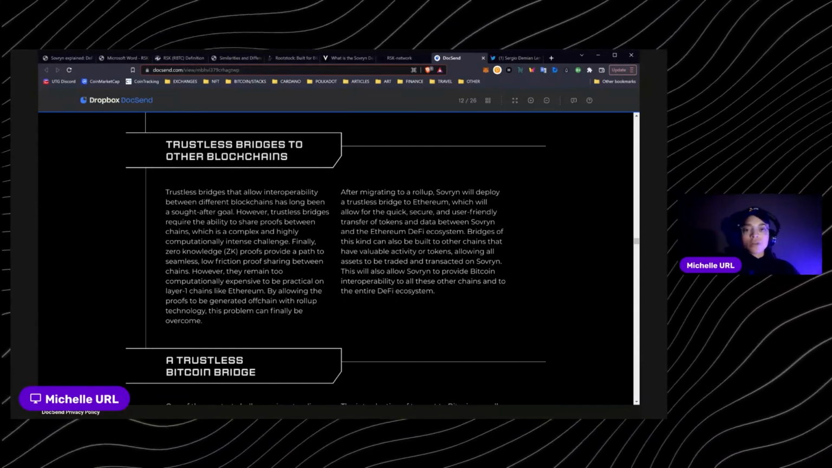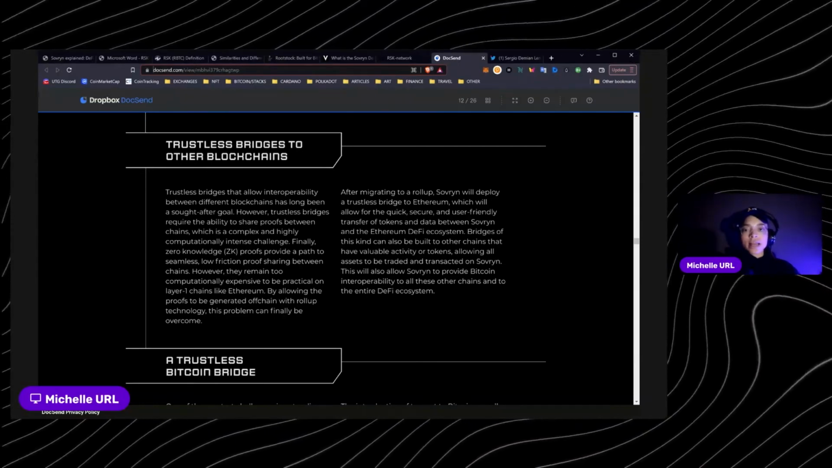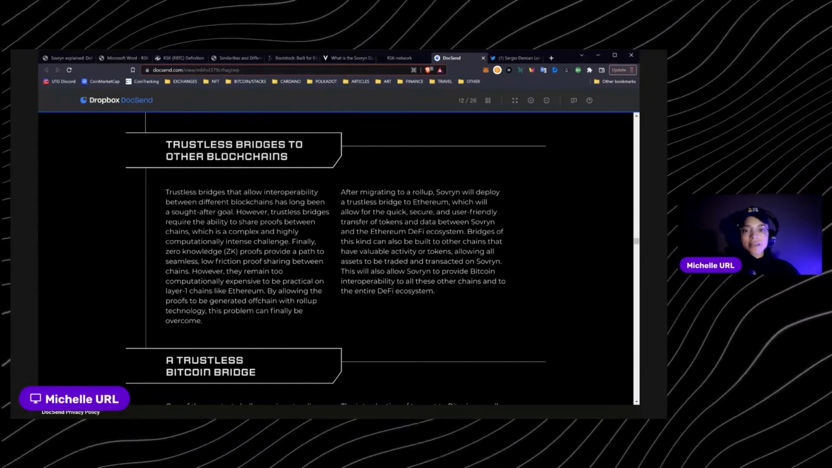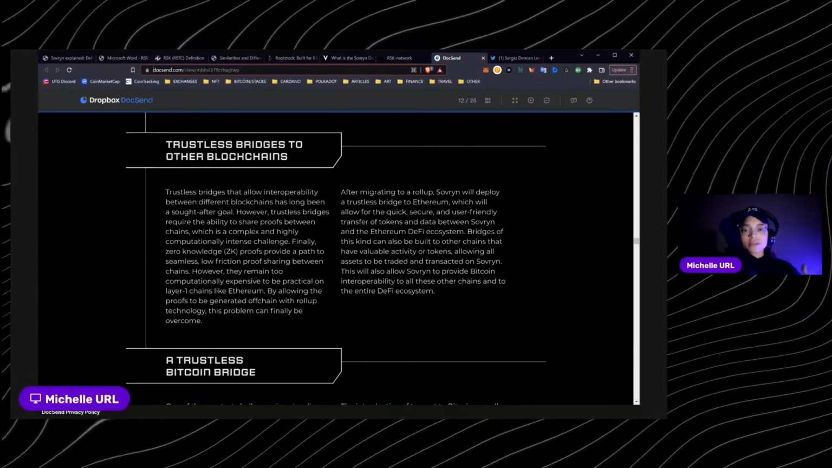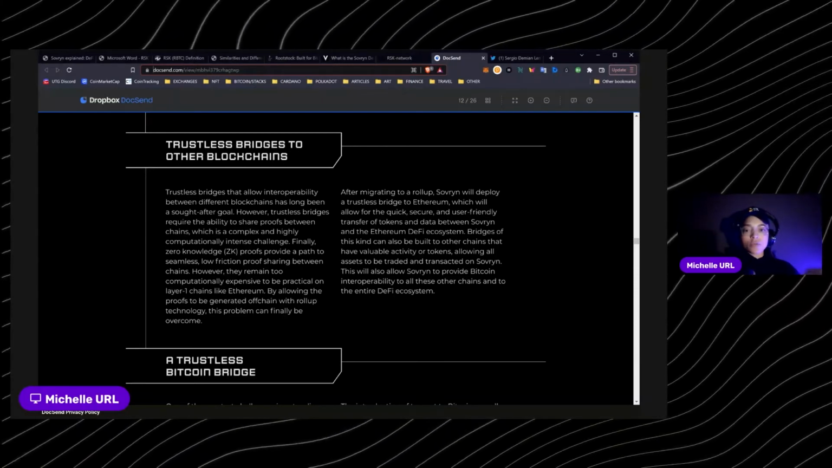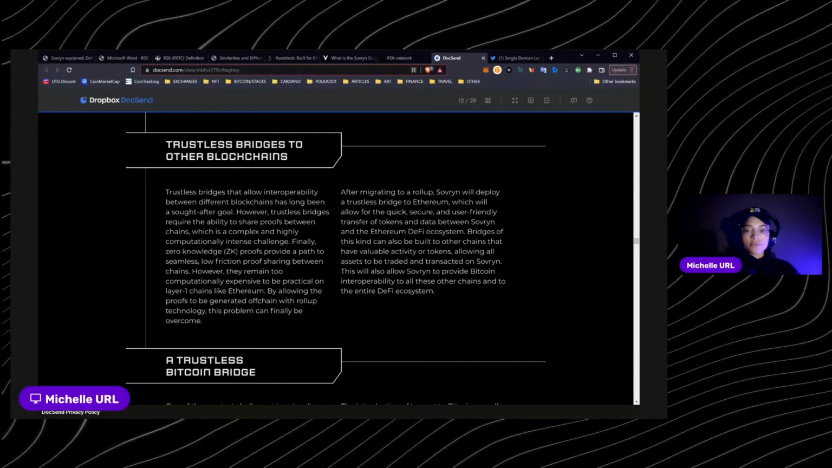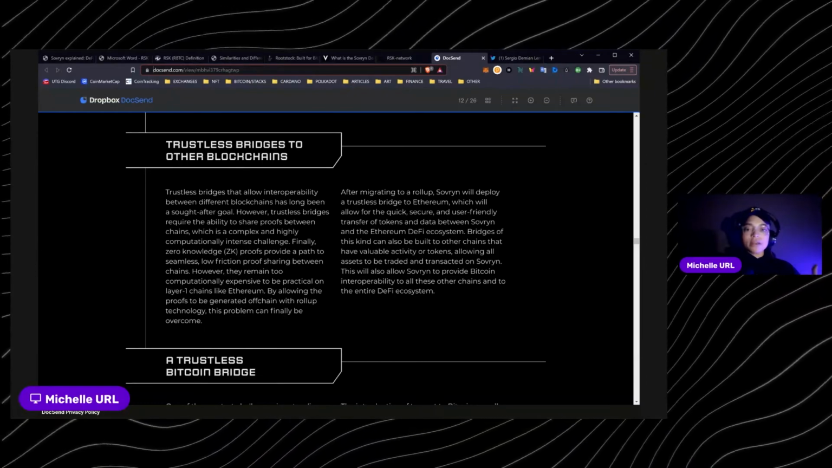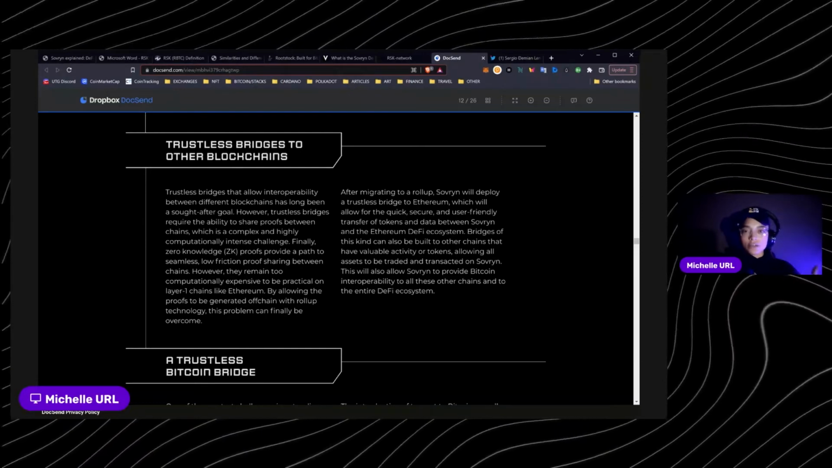After migrating to a roll-up, Sovryn will deploy a trustless bridge to Ethereum, which will allow for the quick, secure, and user-friendly transfer of tokens and data between Sovryn and the Ethereum DeFi ecosystem. Bridges of this kind can also be built to other chains that have valuable activity or tokens, allowing all assets to be traded and transacted on Sovryn. This will also allow Sovryn to provide Bitcoin interoperability to all these other chains and to the entire DeFi ecosystem.